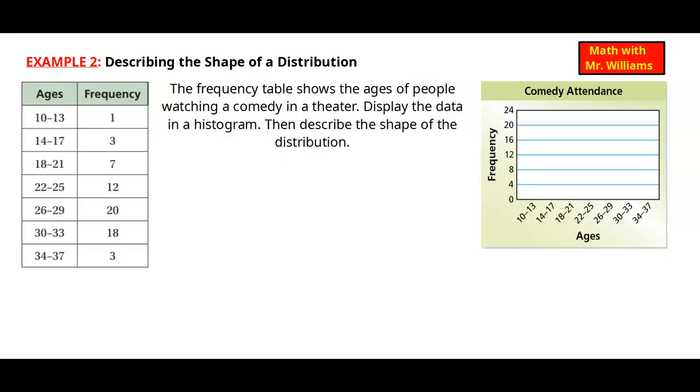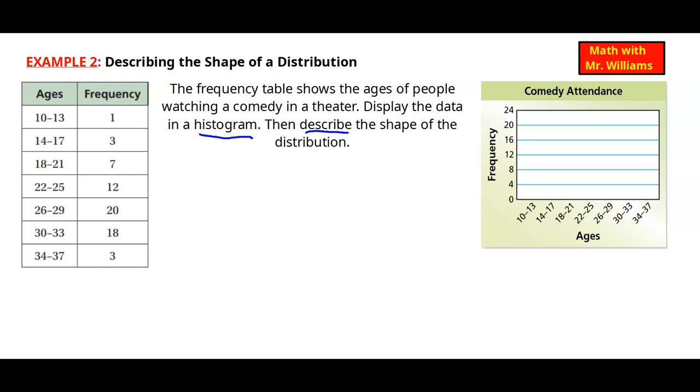Math with Mr. Williams. Example 2, describing the shape of a distribution. The frequency table shows the ages of people watching a comedy in a theater. Display the data in a histogram. Then describe the shape of the distribution. All right, so let's go ahead and use our frequency table here, and we're going to start making some bars over here in the histogram.